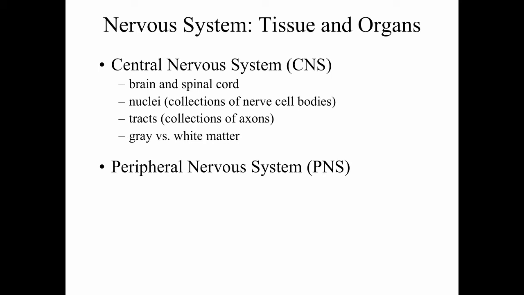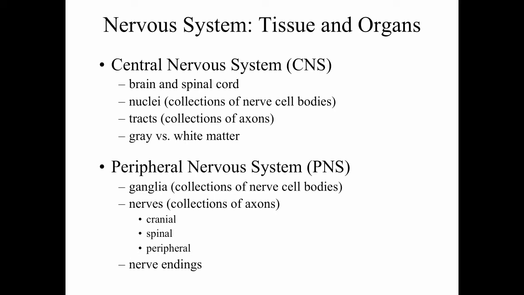We also talk about tracts or collections of axons, and we'll talk about gray matter, that region in the central nervous system where the cell bodies of neurons are located, as opposed to white matter, that region of the central nervous system that primarily just contains the axons of neurons. Now, of course, there are other cell types in the white and gray matter, and we'll talk about that as we go along in these discussions.